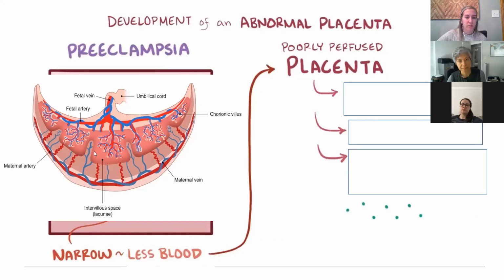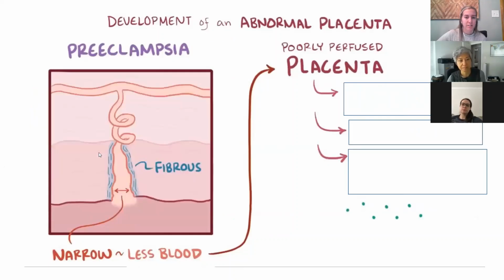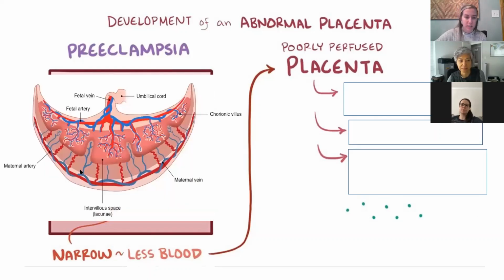Now, these spiral arteries, like you see on here, are usually very wide. I've heard the garden hose analogy, but really it's just pouring blood. About 500 to 800 mLs of blood just flows in through these spiral arteries, perfusing the placenta and the baby. And then they can start to become very narrow. So if we have this narrowing of the spiral arteries that are feeding this intervillous space, what do you think happens with our poorly perfused placenta? What do we see happen with our baby?